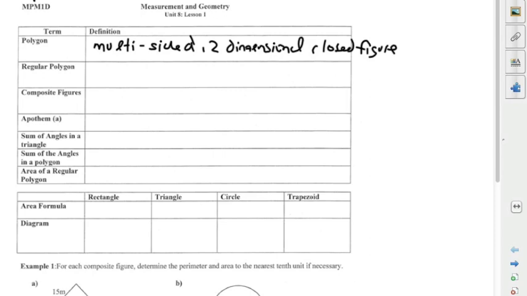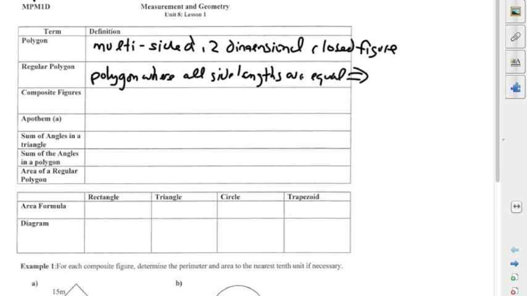So the regular polygon is a polygon where all the side lengths are equal. This applies to all the angles inside as well: all interior angles are equal.